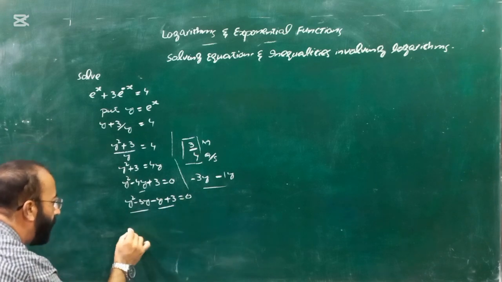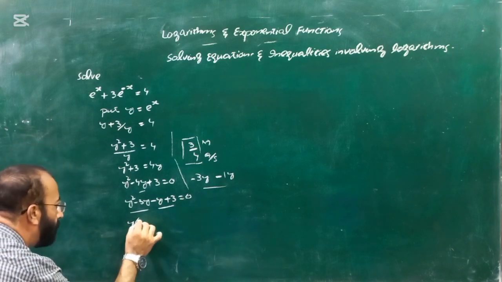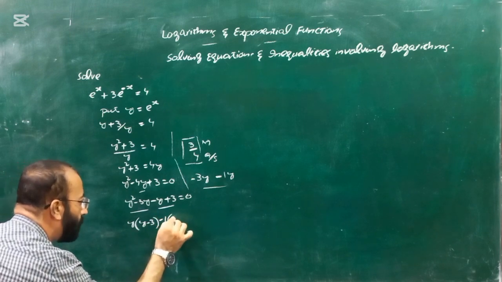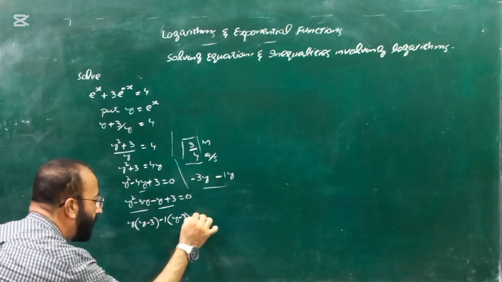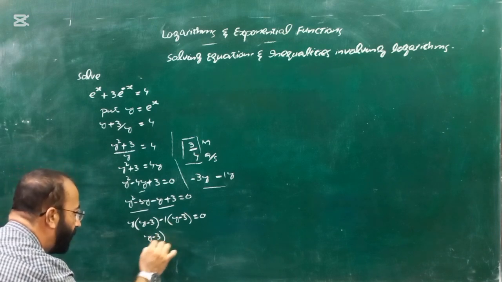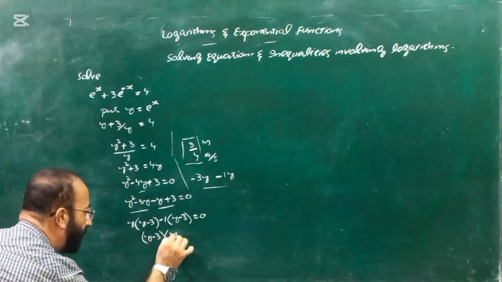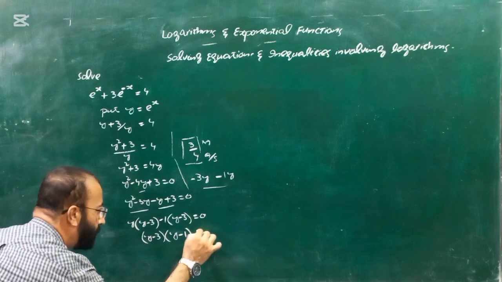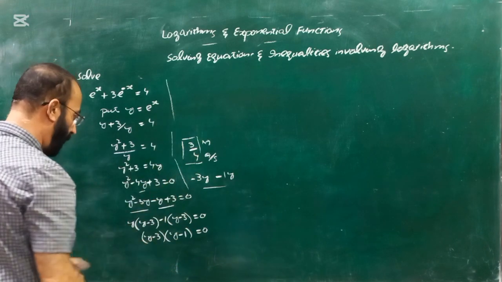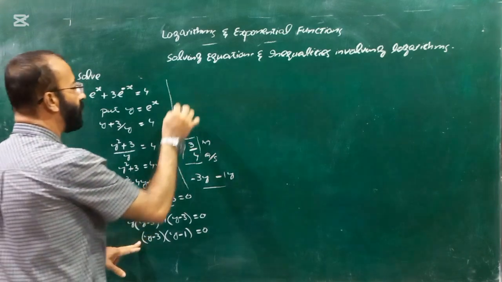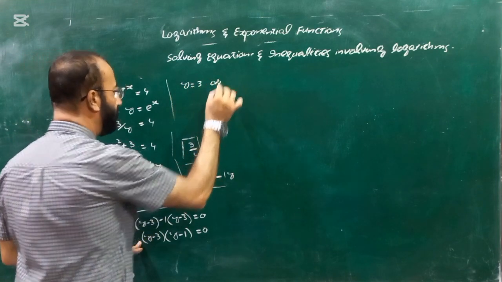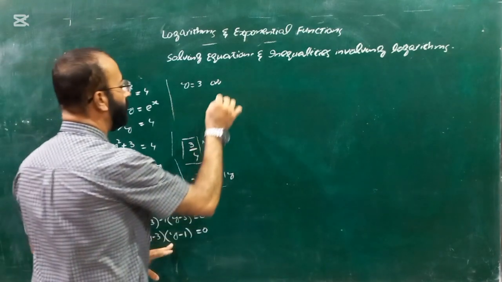Make pairs and take common. In the first pair y is common, so y minus 3. In the second pair minus 1 is common, so y minus 3 inside the bracket equal to 0. The same bracket will be copied once, and the values outside the bracket will be copied in the other bracket. So from here you can see y will be equal to 3 or y is equal to 1.